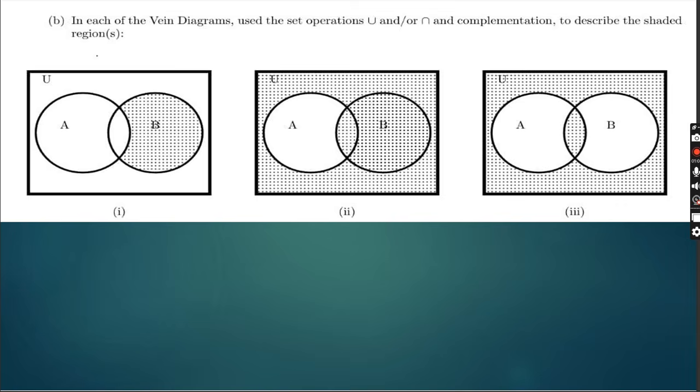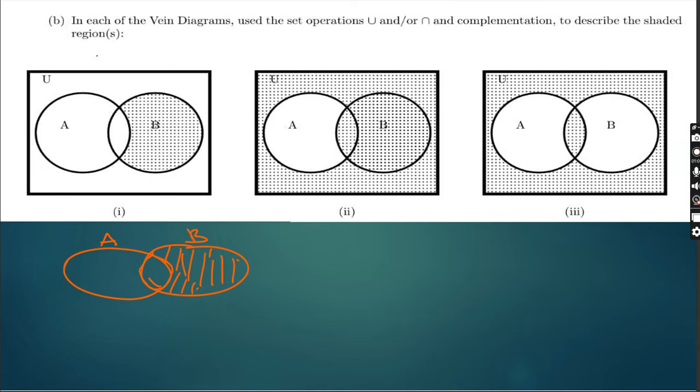How can we describe the shaded region here? As you can see, we have two sets here. I want you to understand this. We have set B, we also have set A. As you can see, they were about to shade all of set B, but they have removed this part of set B, which is also part of A.